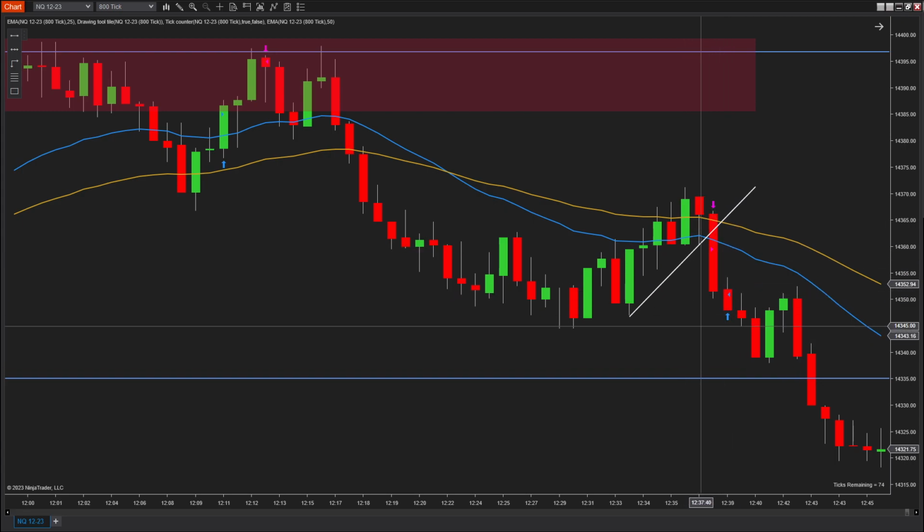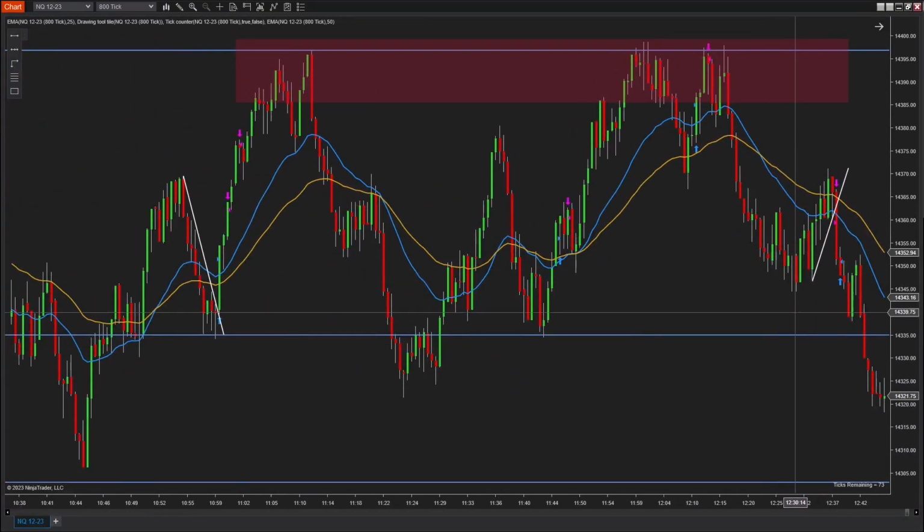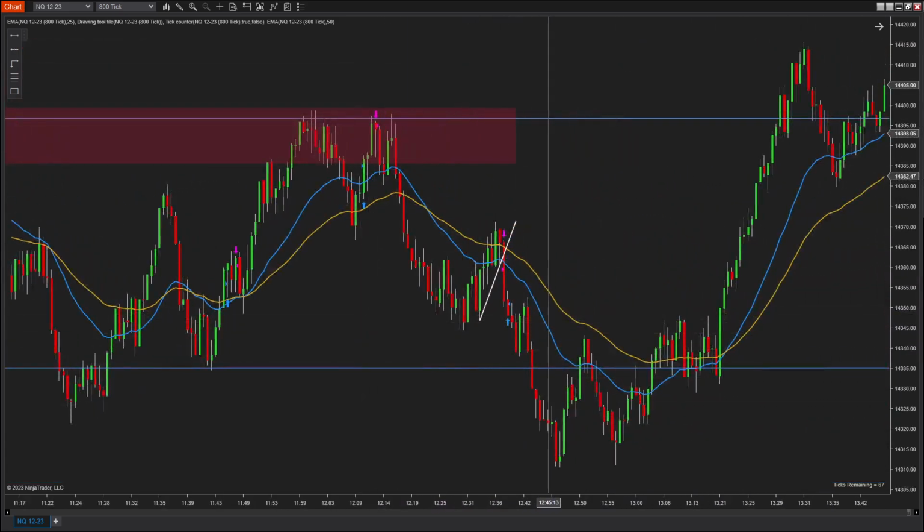I really should have been targeting an extra, maybe 3 or 4 points, maybe even more, given how big of a wash this was through the low. But it is what it is. This works such a high percentage of the time that you can afford to take slightly worse profits. You can take more like a 1-to-1 risk reward.